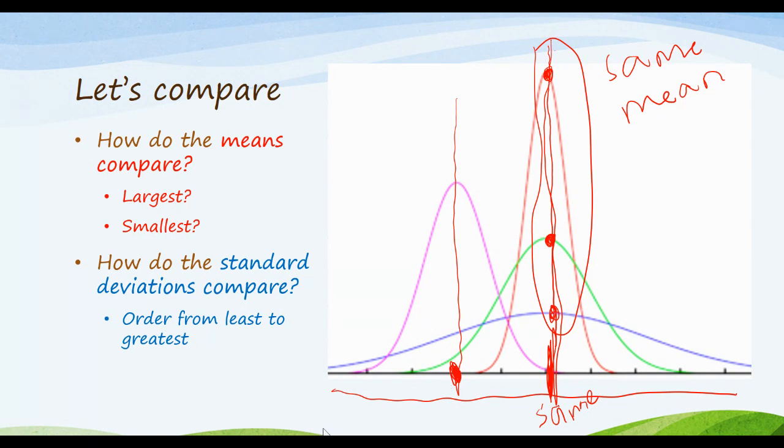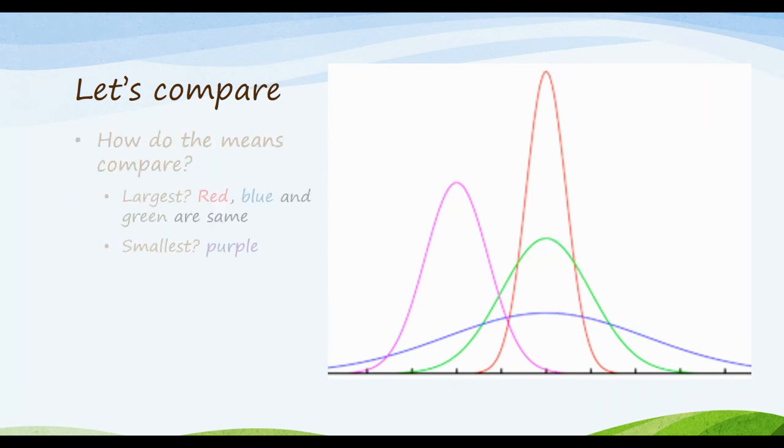Then your standard deviations, so that's where you're looking at how spread out they are. So notice how the red, if you can still see it amongst my scribbles, the red is your most narrow shape. So that means the red would have the least or the lowest standard deviation because it's not very spread out. Then as you continue to look at it, notice the purple is starting to spread out a little bit more. So the purple would be next. Then your green starting to spread out even more. And then lastly, the biggest standard deviation would be the blue since it is spread out the most. And I'll go to the next slide where we have that written nicely.